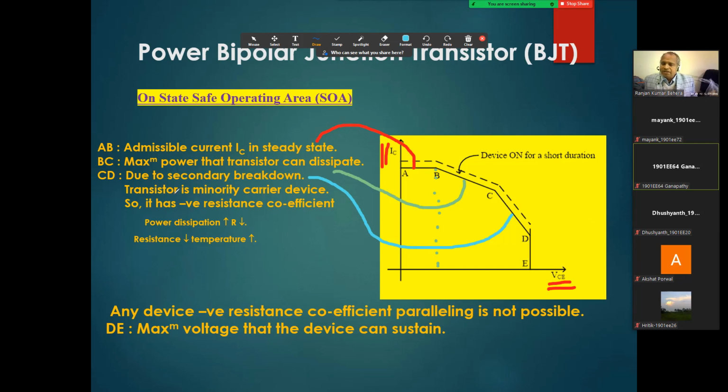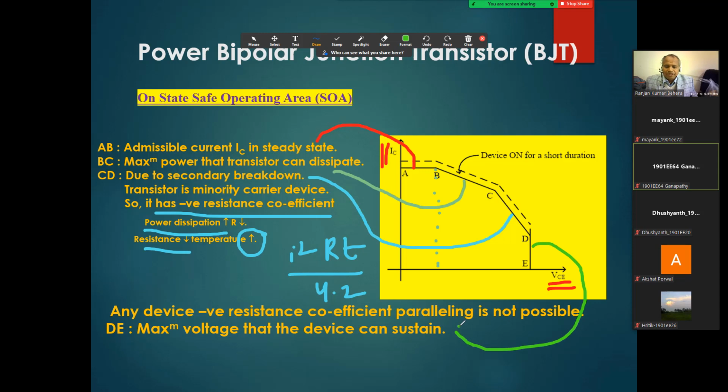Why? Because the minority carrier device has a negative resistance coefficient. Power dissipation increases as the resistance decreases, because your I square term will become very high. When resistance is low, current will shoot up, I square R becomes very high, the resistance decreases further, and the temperature also rises. So this is the maximum voltage limit, this is the maximum current and power, and this is the thermal limit or the secondary breakdown.